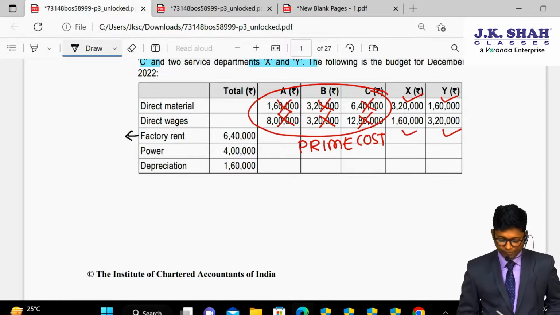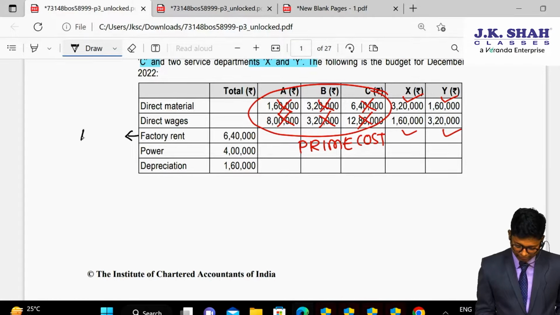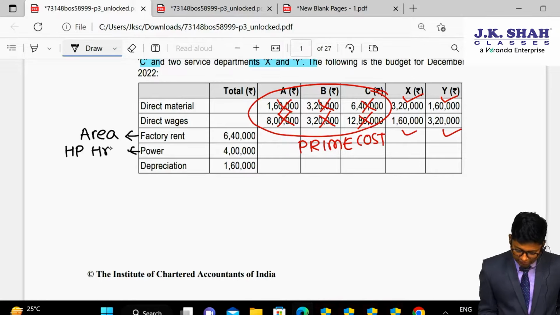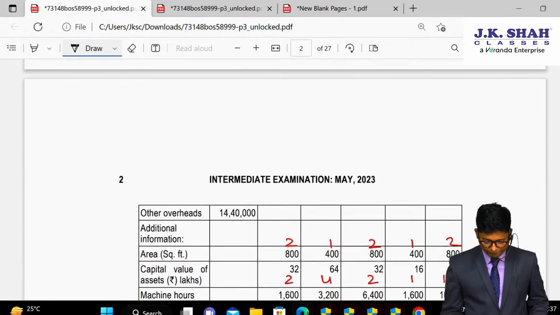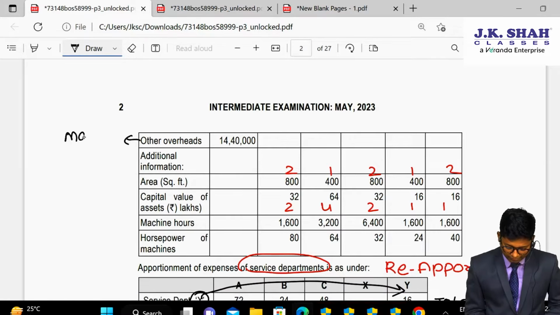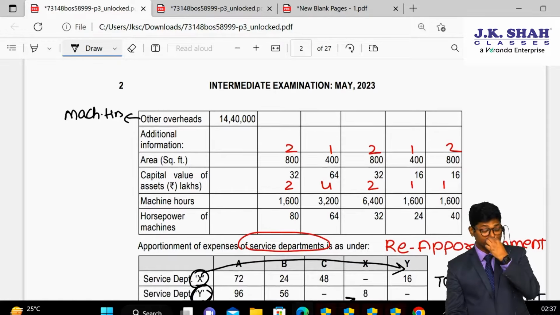Now, most appropriate items we should consider. Most appropriate item for factory rent to be used is area. Power is to be bifurcated on the basis of HP Rs. Depreciation is to be bifurcated on the basis of value of machine, and other overheads are incurred in factory and they are related to machine. That's why for that purpose we will consider machine hours.